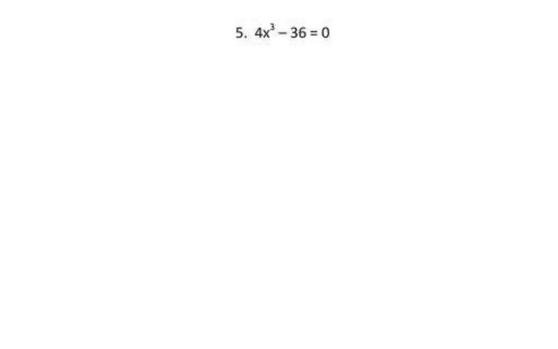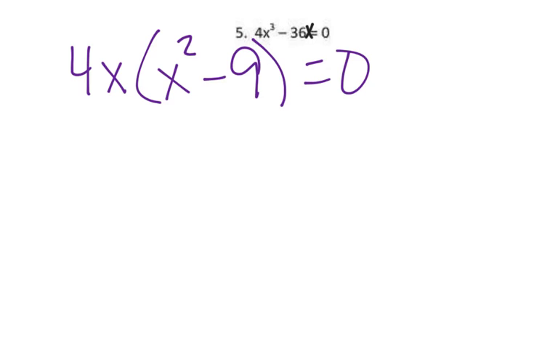Number 5, look and see if they have anything in common. First of all, I need to tell you I had a typo, and that should say minus 36x. They both divide by 4, and they both have an x. When I pull that out, I'm left with x squared minus 9 equals 0. I cannot throw the 4x away at the beginning because of the x. I have to actually use it and make an equation.